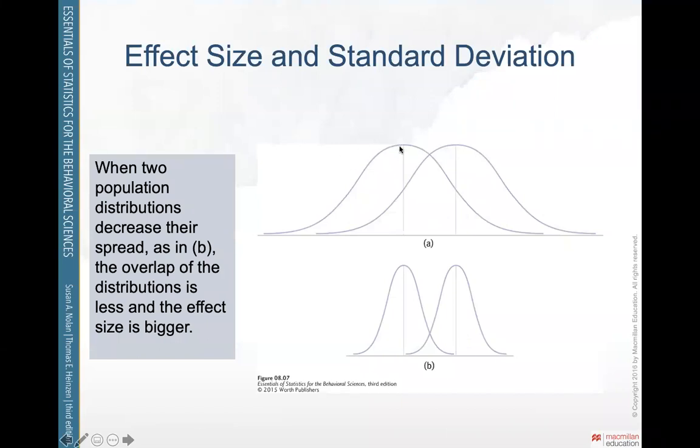So this is the sample mean right here. This is the mean of the sample distribution, and this is the mean of the population distribution. So you can see that they have an M minus mu. The distance between these is some number right here. But right here, the distance between the sample mean and the population mean is the exact same distance. You can see that because these lines line up perfectly. The vertical lines from example A line up perfectly with the vertical lines from example B. The distance between the two means is the same here as it is right here.